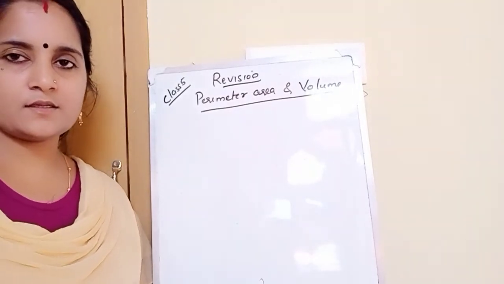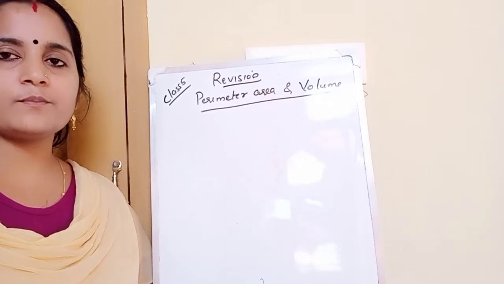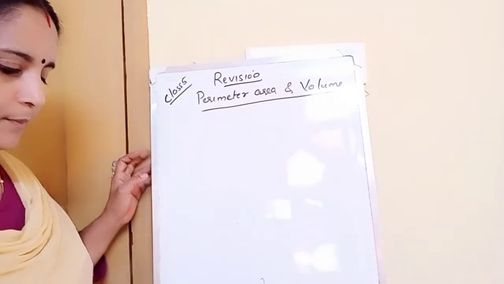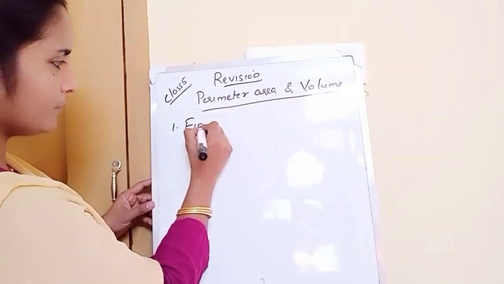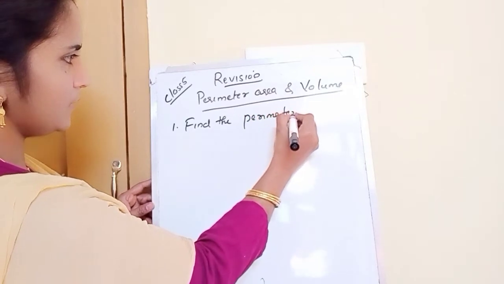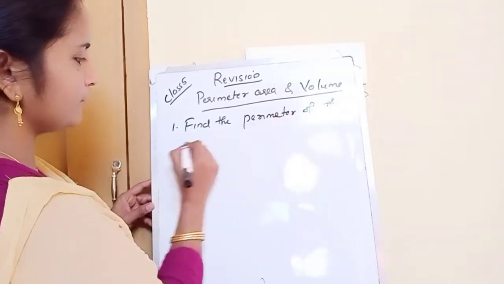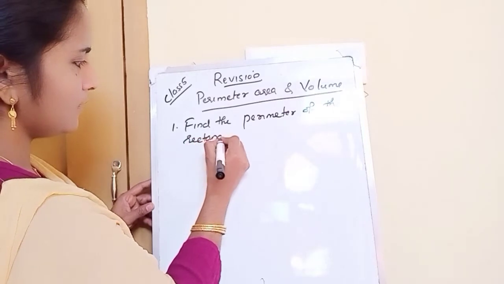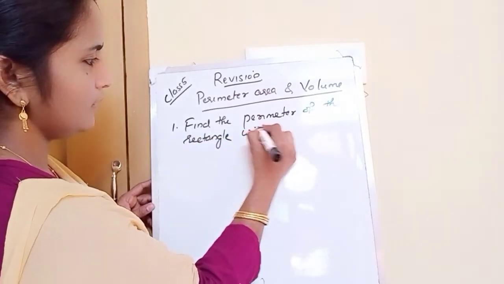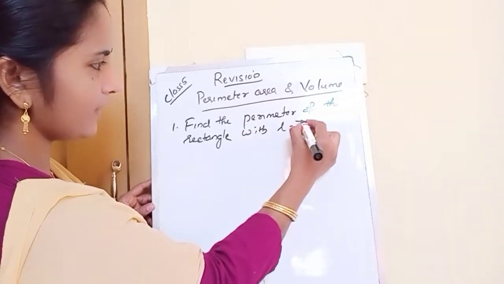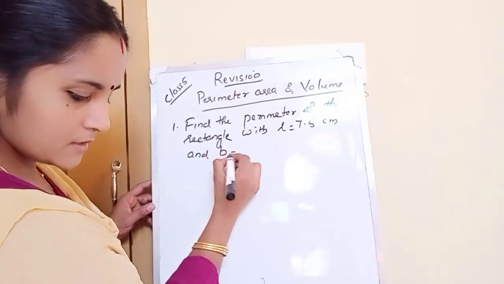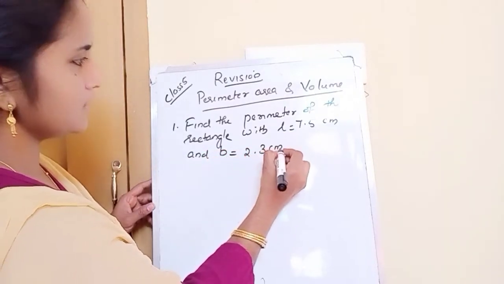In the last class I gave you some questions from the chapter perimeter, area and volume. And the first question is: find the perimeter of the rectangle with length 7.5 centimeter and breadth 2.3 centimeter.